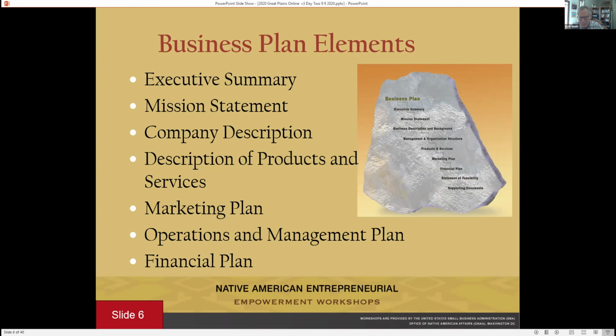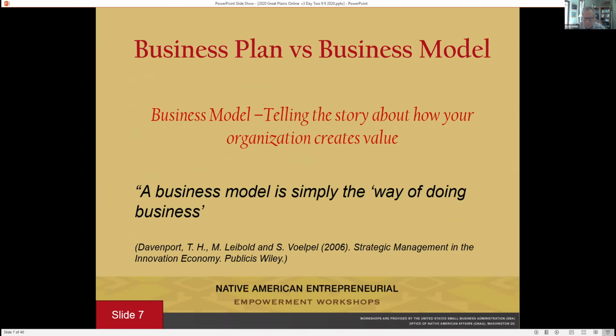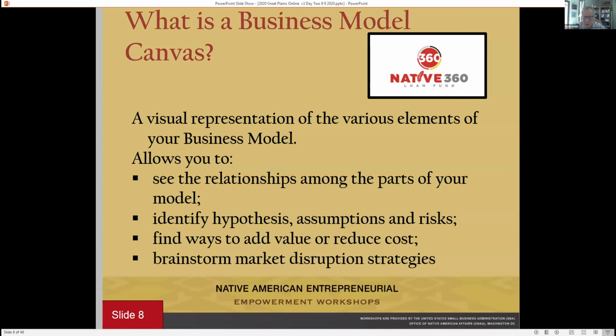One of the things I want you to be thinking about as you start building your plan or your model is that it helps you start thinking about the future. Some people would ask, what's the difference between a plan and a model? Well, the business model is really a visual way to tell the story about how you create value. It's a way of doing business. It's all the elements working together here. So the key thing is, it's a visual way.